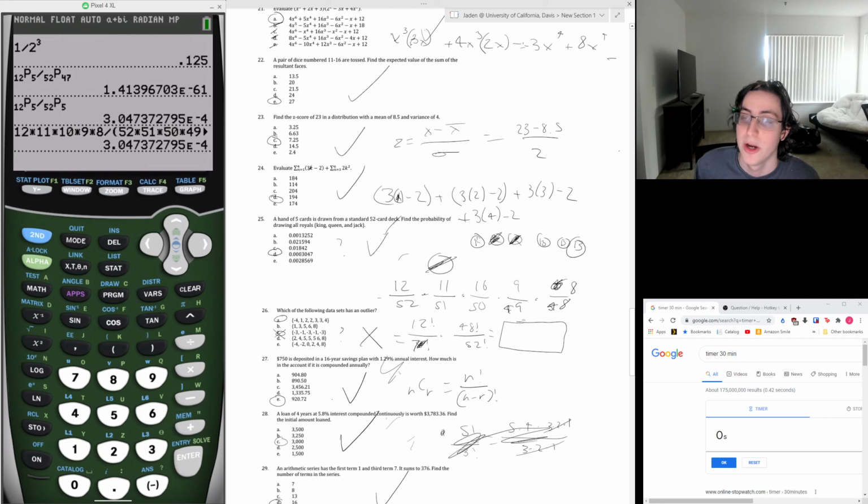I messed up on this problem, or had to guess, because I thought there were a total of 9 royals in a deck, because I'm stupid. Woo. Okay.